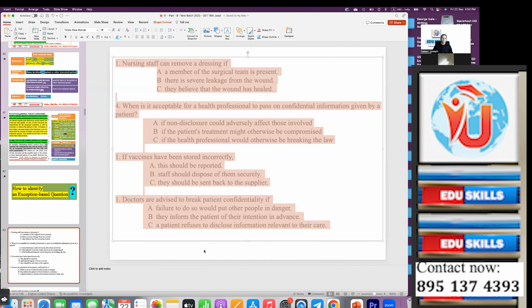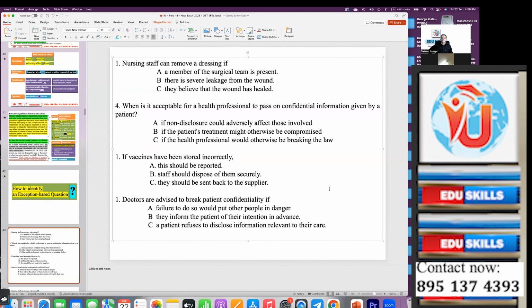I think 4 you have dealt with 3 of them. Just listen. 1. Nursing staff can remove a dressing if a member of the surgical team is present. B. There is severe leakage from the wound. C. They believe that the wound has healed. 4. When is it acceptable for a health professional to pass on confidential information given by a patient? A. If non-disclosure could adversely affect those involved. B. If the patient's treatment might otherwise be compromised. C. If the health professional would otherwise be breaking the law.